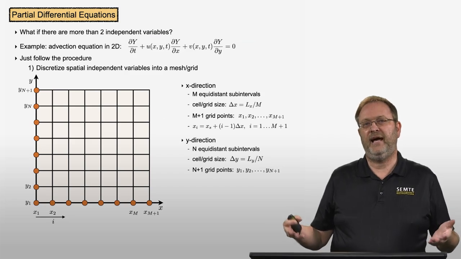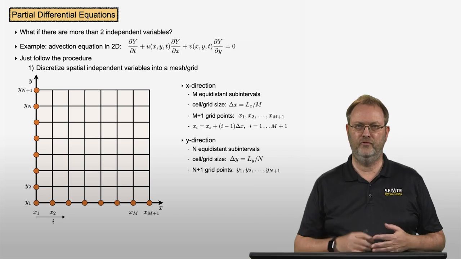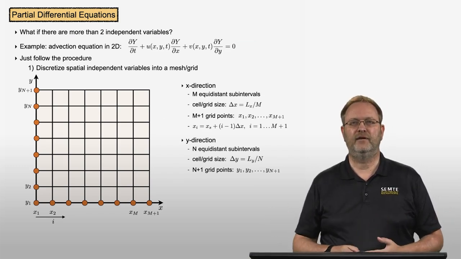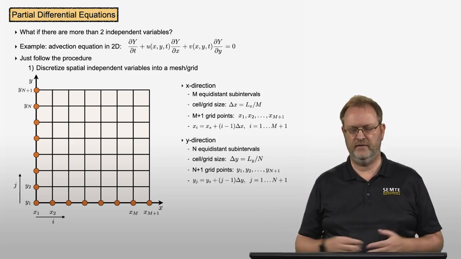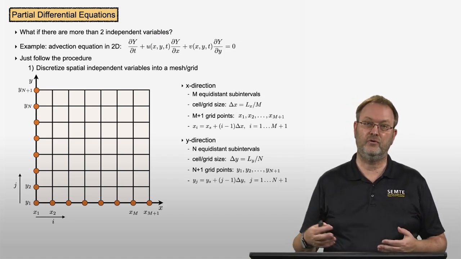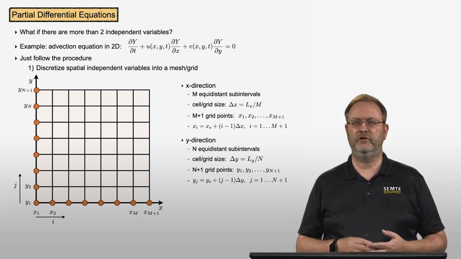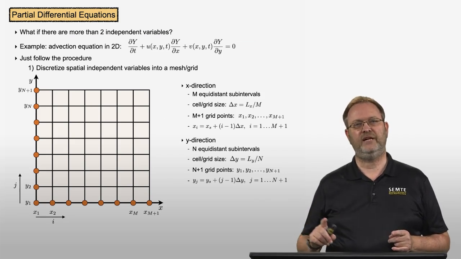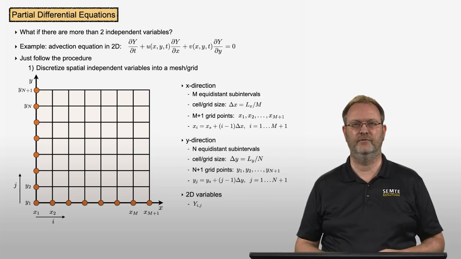Now, if I have n equidistant subintervals, that means I have n+1 points in the vertical direction. Let's call them y1, y2, up to y_{n+1}, the coordinates in the y direction of those points. I can calculate their actual coordinate value, y_j, as the start coordinate plus j-1 times delta y, and j will go from 1 to n+1. So you'll notice that we now have 2 indices, an index i that goes into the positive x direction, and an index j that goes into the positive y direction.